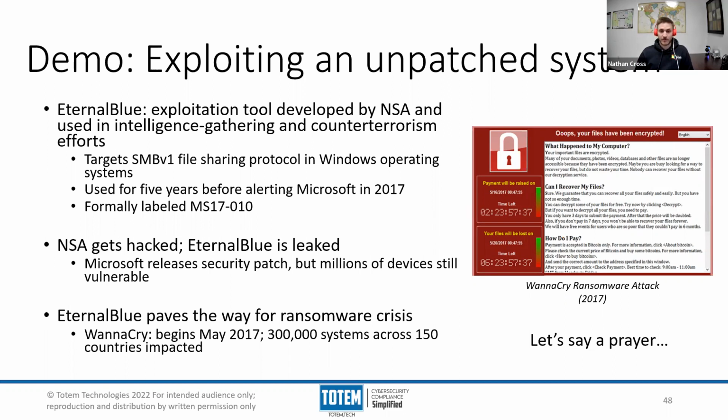And they discovered a pretty severe vulnerability within this protocol. And so they proceeded to not tell Microsoft, and they developed a tool to exploit this and use it against their enemies. Well, they did this for 5 years until they alerted Microsoft what they were doing. And Microsoft immediately labeled and created an official vulnerability for this deficiency. They labeled it MS17-010.